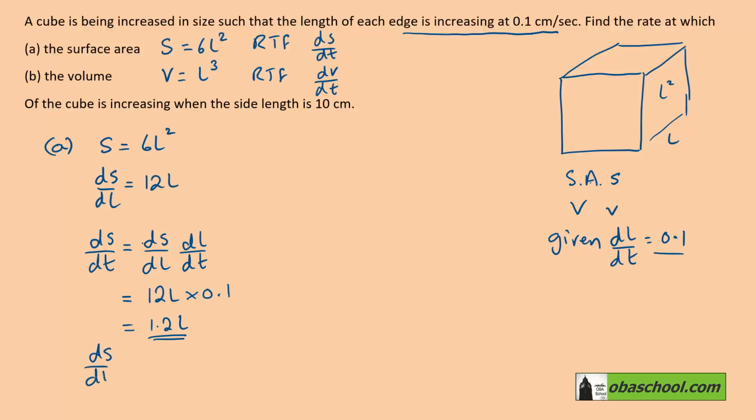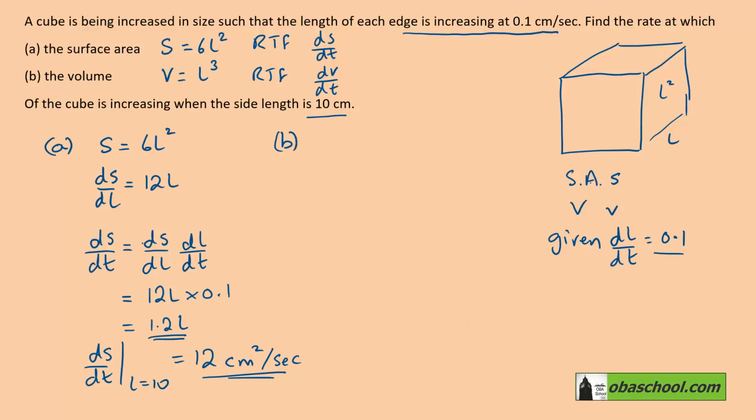So dS/dt, given that L is equal to 10, is 1.2 times 10, which is 12. And remember, that would be in square centimeters per second.